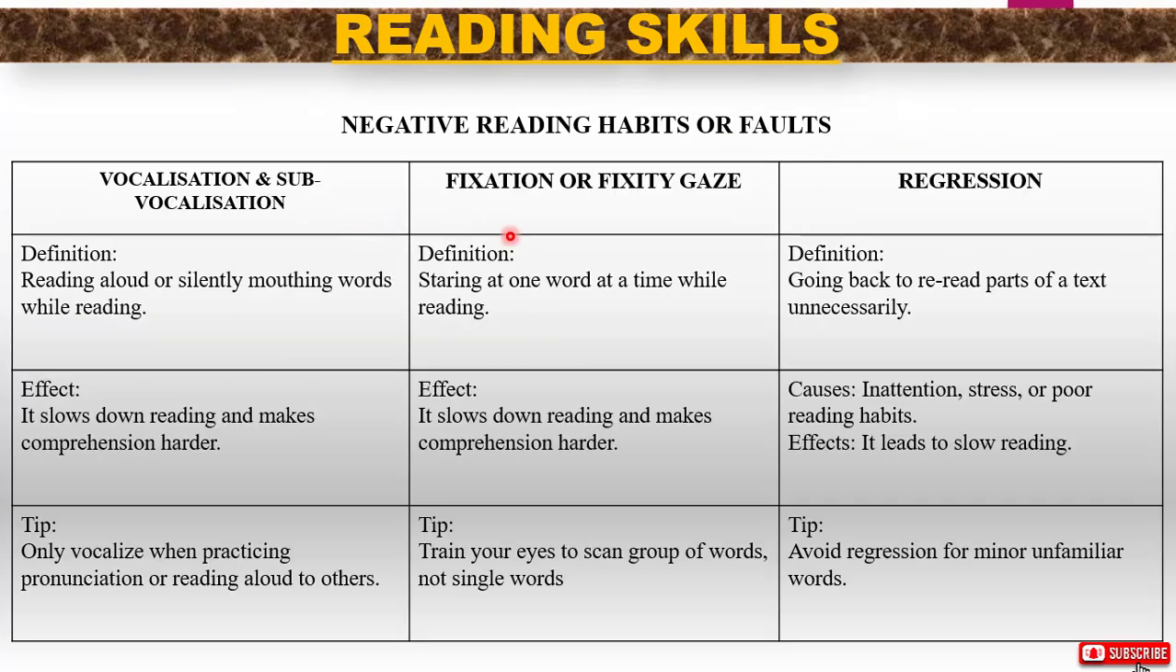Let us talk about some negative reading habits. You should avoid these habits at all costs. The first one is vocalization or sub-vocalization. What do we mean? Whenever you sub-vocalize or vocalize, it means that you are reading aloud or silently mouthing words while you are reading. This is not effective. Why? It is going to slow down your reading and make comprehension much harder. You will not be able to retain much of the information that you read.